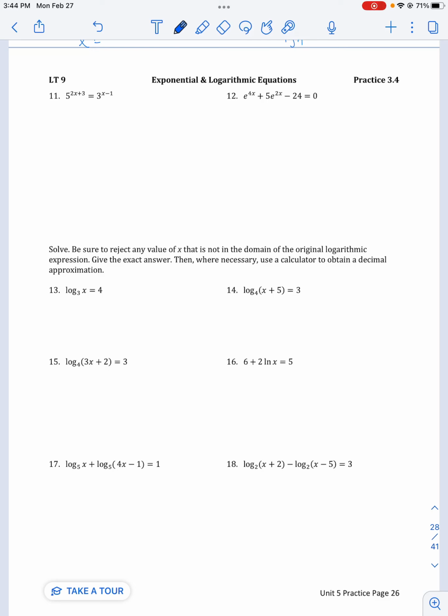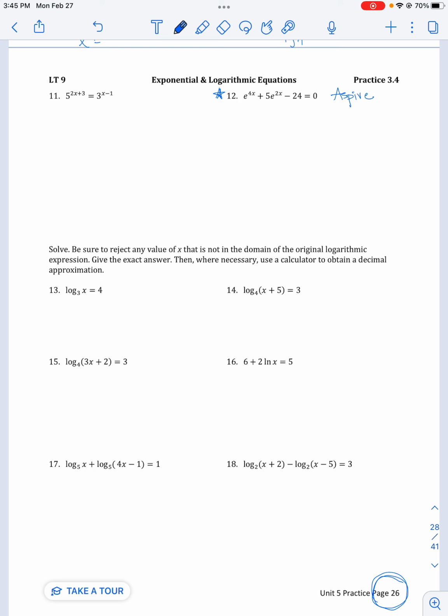Hi again. This is the last page of the Unit 5 practice test. It's page 28, but on the bottom of your paper it says page 26. These are the solutions and guided notes for solving exponential and logarithmic equations. I should tell you ahead of time that number 12 would be an Aspire level question, maybe a bonus or reach one.